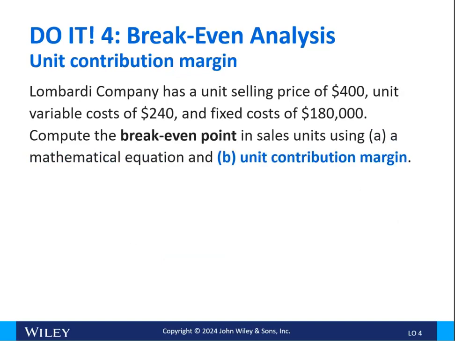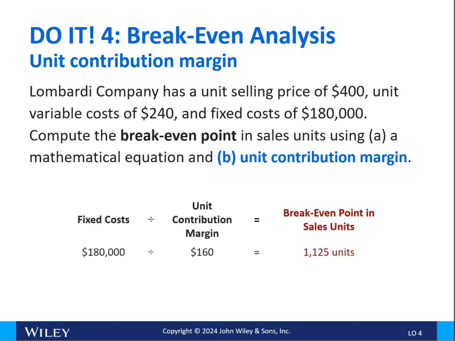Now if we use unit contribution margin to calculate the break-even point, take our fixed costs divided by our unit contribution margin, which is the $400 selling price minus the $240 per unit of variable costs, $160 per unit. To cover our fixed cost of 180,000, we need to sell 1,125 units.